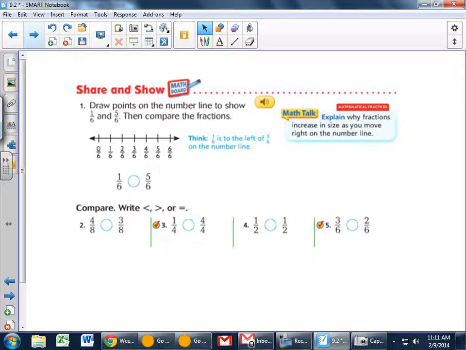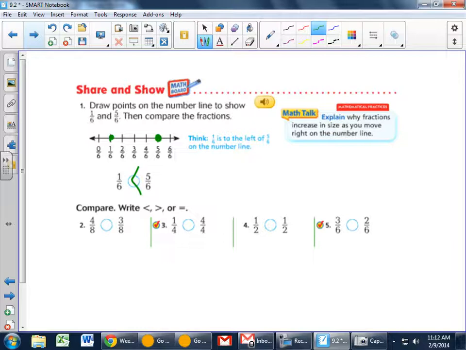Okay, now we are moving on to the next page. You should be on page 357. Share and show. You're going to draw points on the number line to show 1/6 and 5/6, then compare the fractions. So this is what we did on the previous page. So I need to find 1/6, and they already have it labeled, so this one makes it really easy. And 5/6, and which one is bigger?